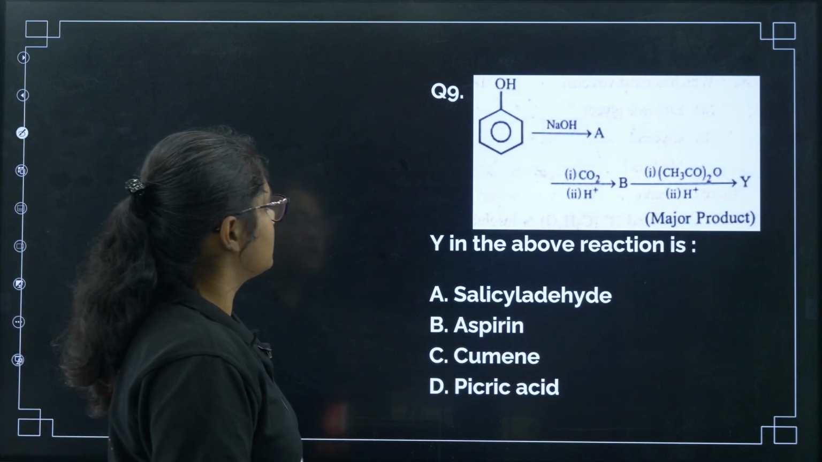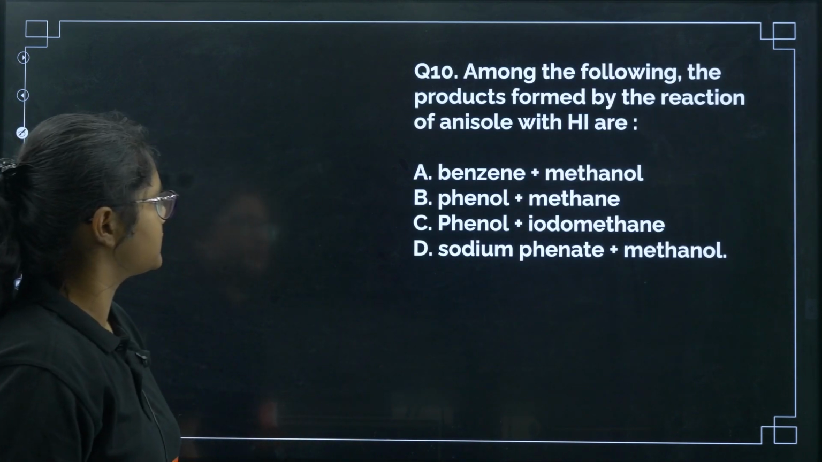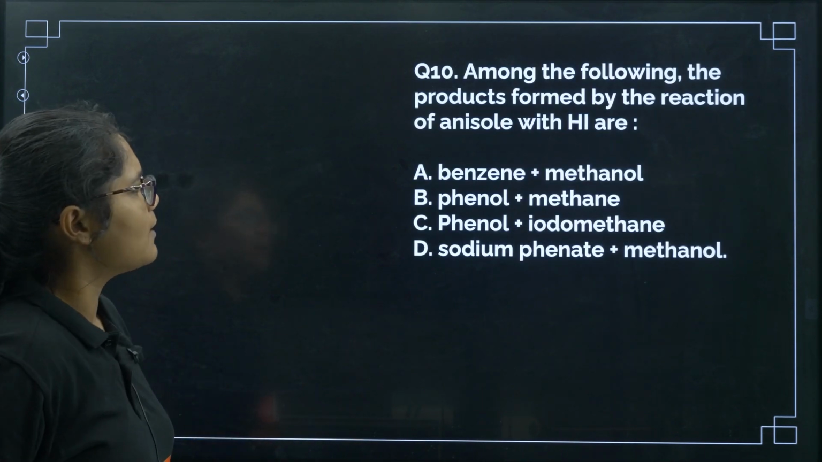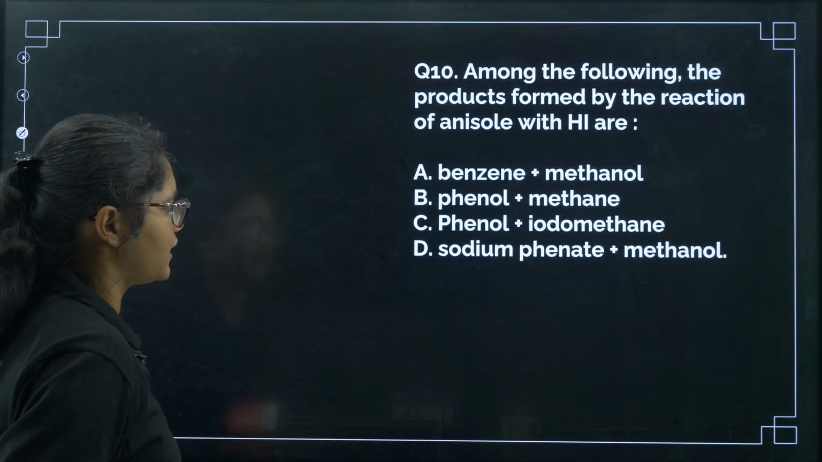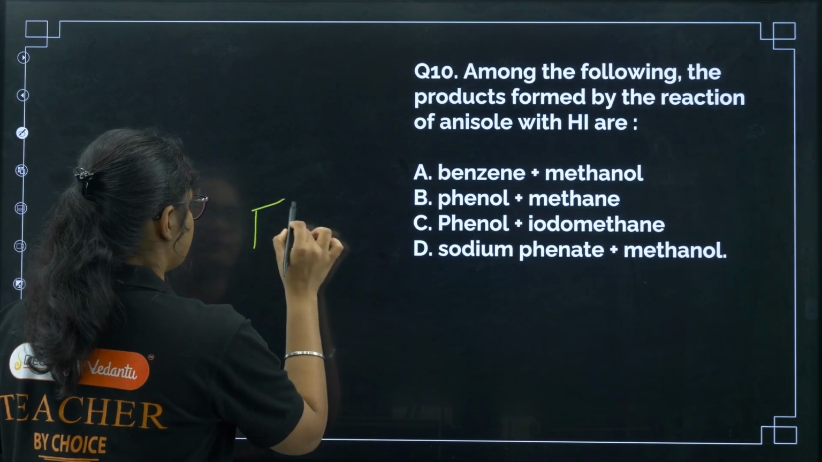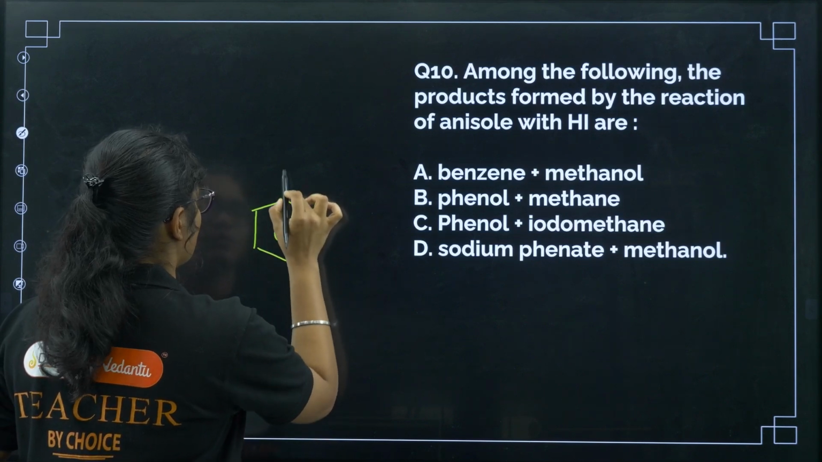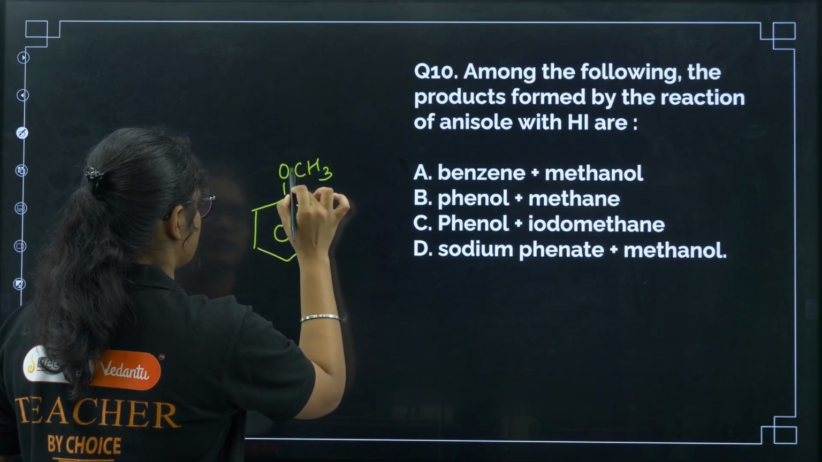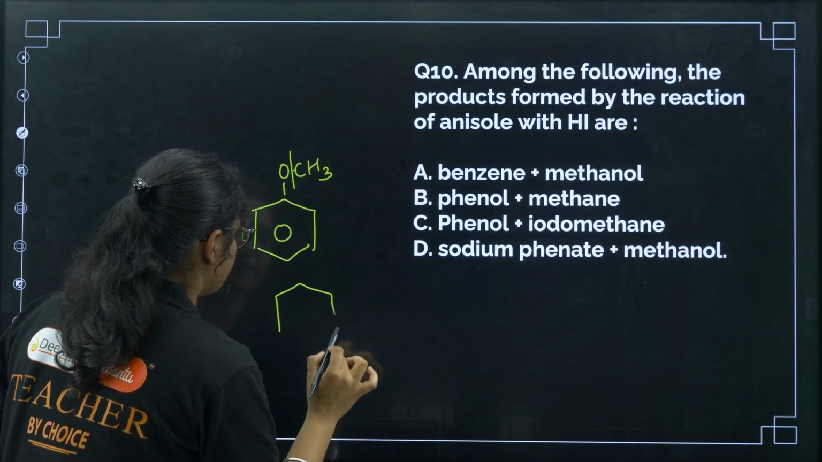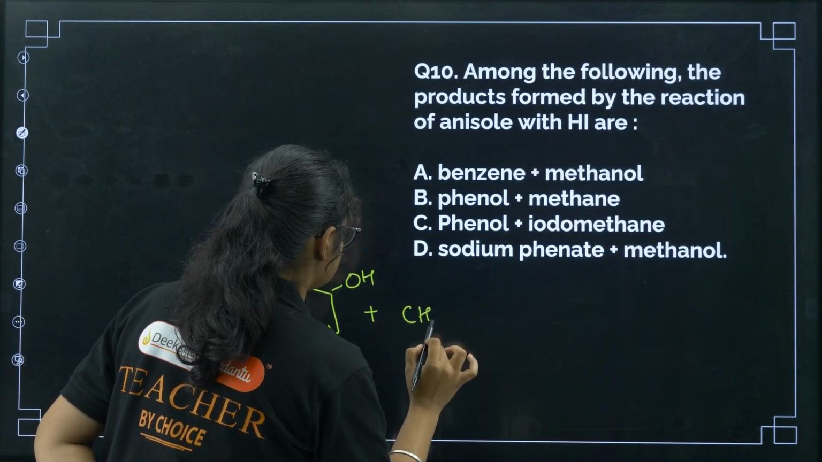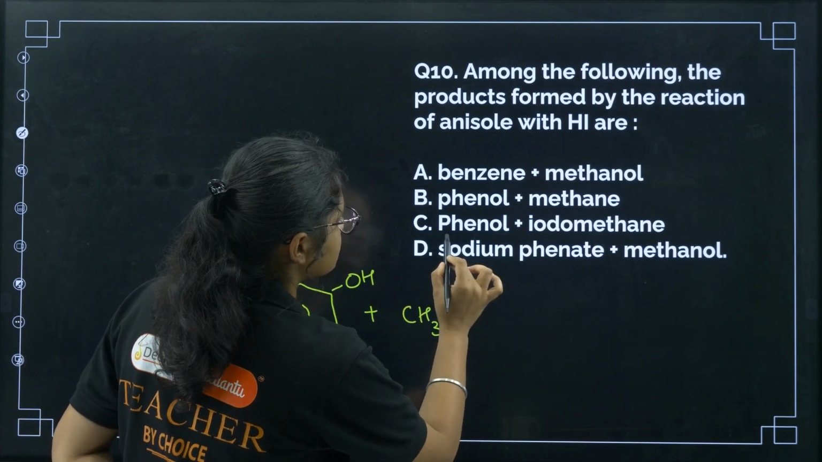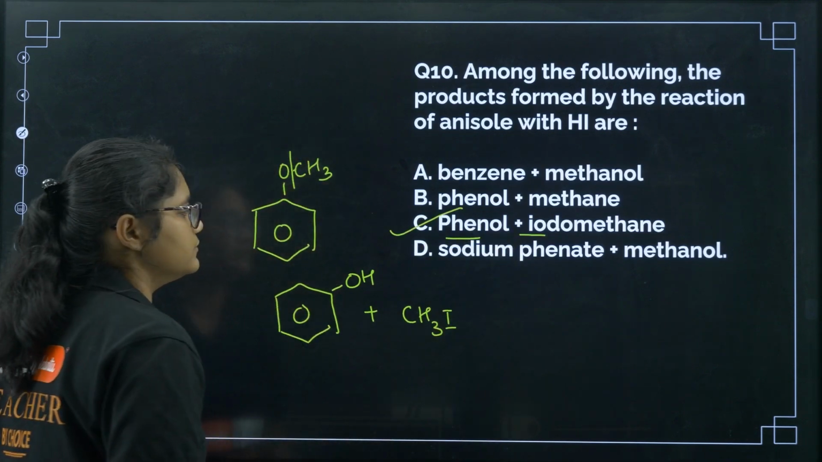Okay, next, this is question number 9 again. Question number 10 is, among the following, the products formed by the reaction of anisole with HI. So anisole with HI, the same thing, you have OCH3, right? So here the bond will break and we will get phenol here and iodine will be added here, that is iodomethane. So phenol and iodomethane, option number C.